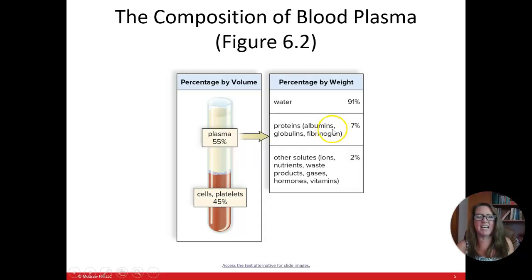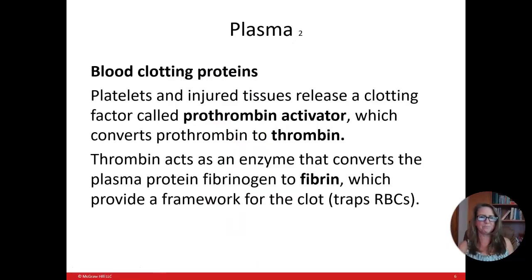These things that end in INS, OGEN, these are plasma proteins. So they're about 7% of the plasma, but most of it's water. We just talked about this, and then we have some other solutes. When we take a look at this portion here, these are the white blood cells, but most of your formed elements are going to be made up of your red blood cells and platelets, so about 45%.